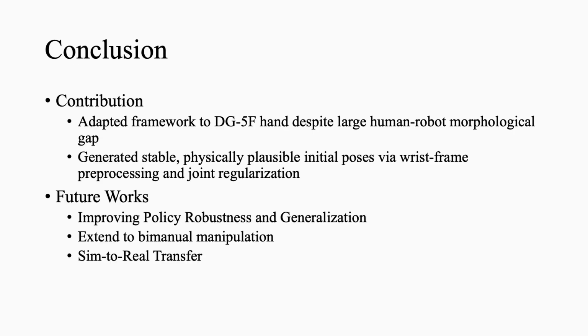Our project successfully extended the ManipTrans framework to the DG-5F Dexterous hand, despite the large morphological gap. And we generate stable, physically possible initial poses via wrist frame preprocessing and joint regularization. Future work includes improving policy robustness and generalization, extending to bimanual manipulation, and sim-to-real transfer.